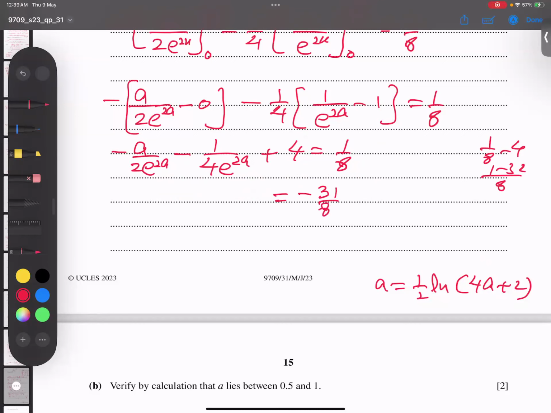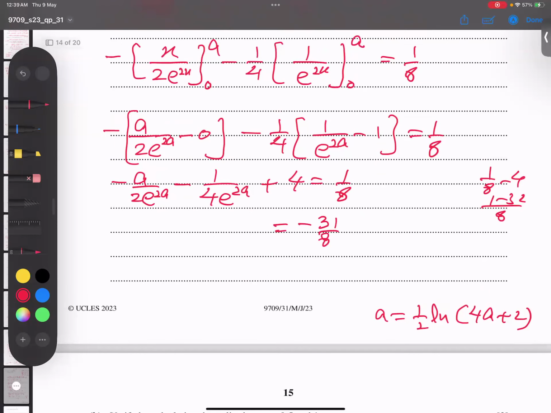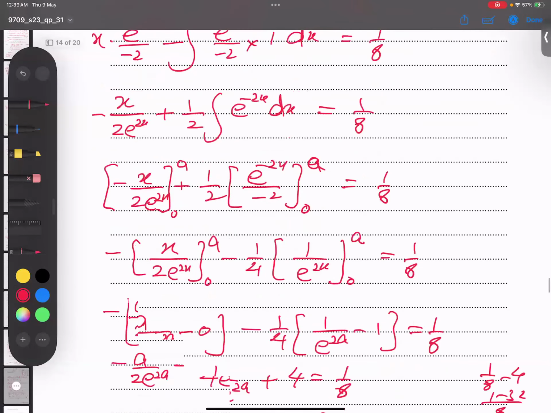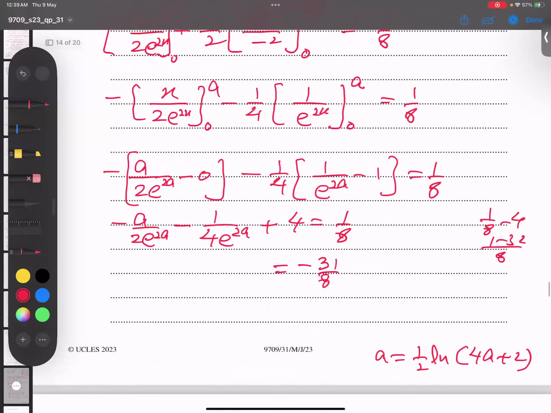Let me recheck again. This is a positive 1/8. Yes, 1/4. Oh, sorry, this is a 1/4, not a 1. Sorry for that, students, so there are some changes here. 1/4 into 1, 1/4. So 1/8 minus 1/4, LCM is 8, 1 minus 2, and I get -1/8 here. And for the rest, you can see all signs are negative.